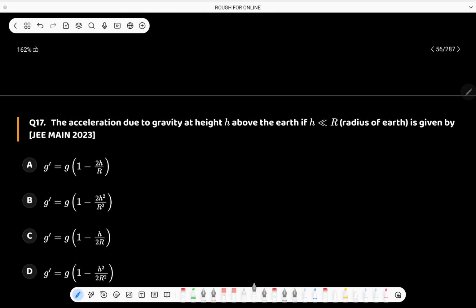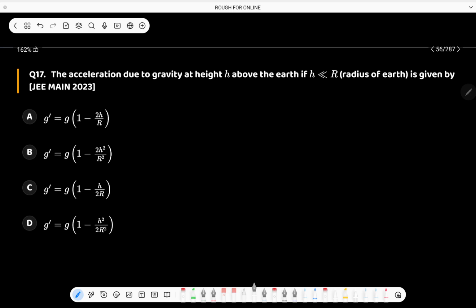Okay. Question number 17 is a direct question. You will have to calculate acceleration due to gravity at height h, for h very, very small compared to R. So this is the answer to this question.